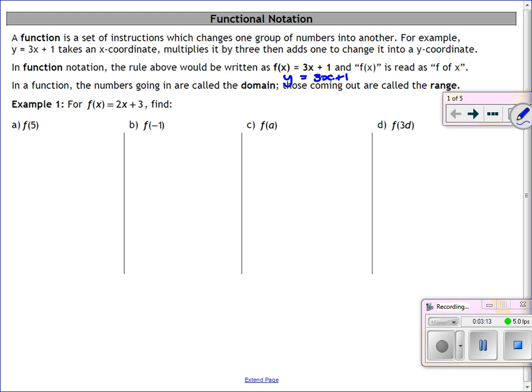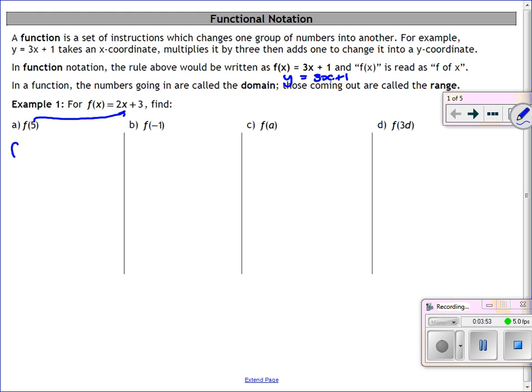So let's take a look at example 1 then. So we've got f of x is equal to 2x plus 3. And the first thing that I want to do here is I want to find the value of f of 5. So really what this means is I want to take 5 and I want to substitute 5 into the function wherever I see an x value. So if f of x is 2 times x plus 3 and 5 replaces the x, then f of 5 is going to be 2 times 5 plus 3.